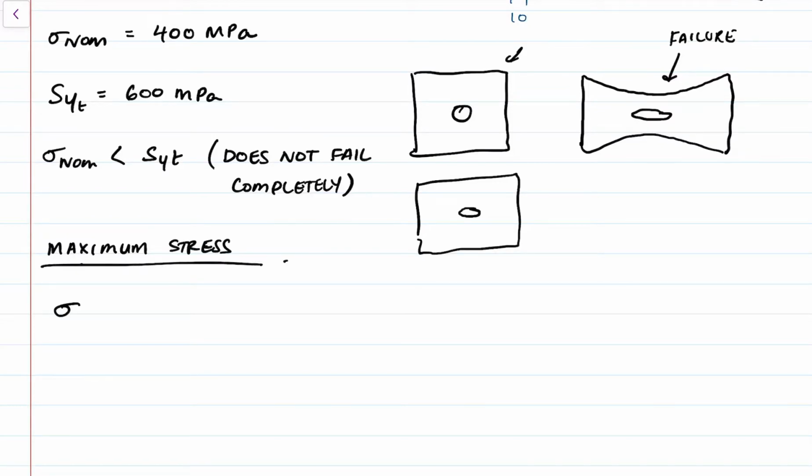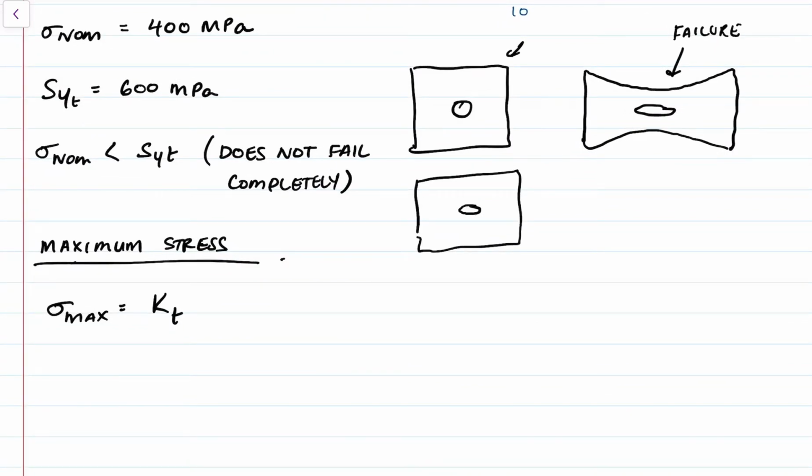So sigma max is equal to KT, right? T in this case again, static loading. So we have stress concentration factor with respect to static loading. Later on in the semester we'll see KF, which relates to the stress concentration factor due to fatigue loading. So that's why I put the subscript T in here. So sigma max is equal to KT times sigma nominal.